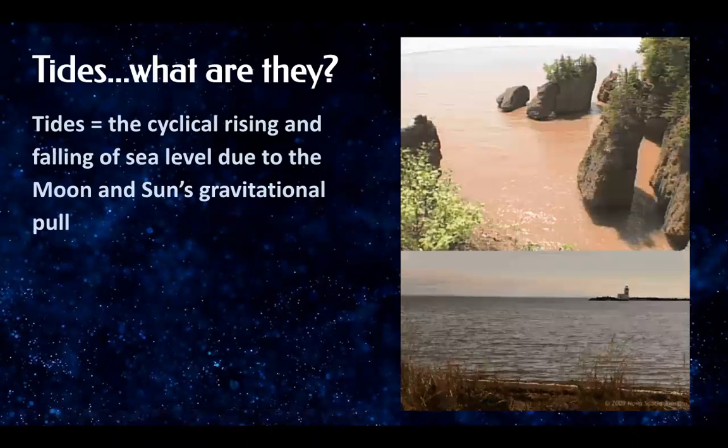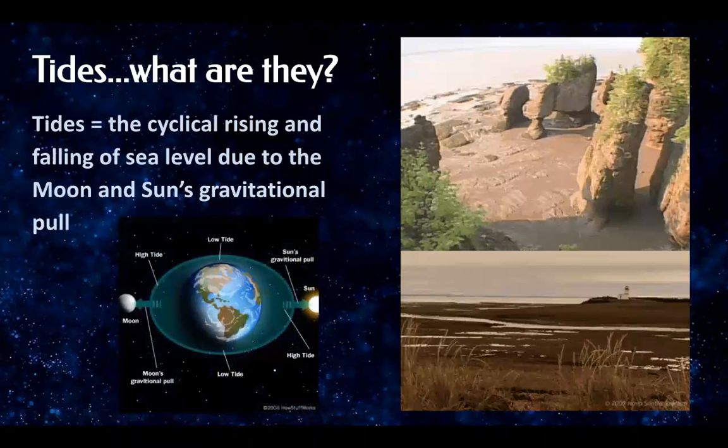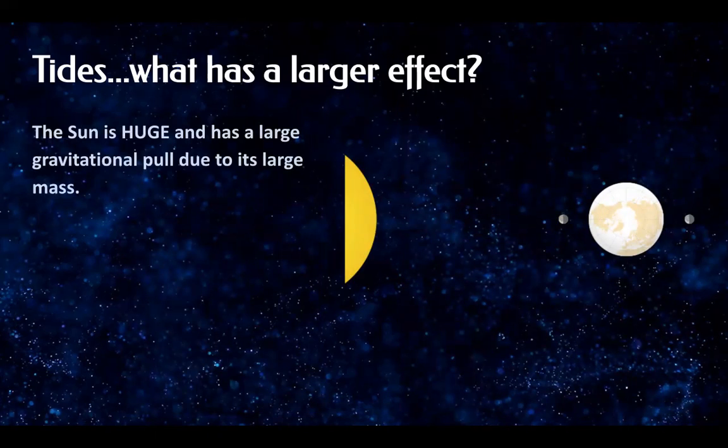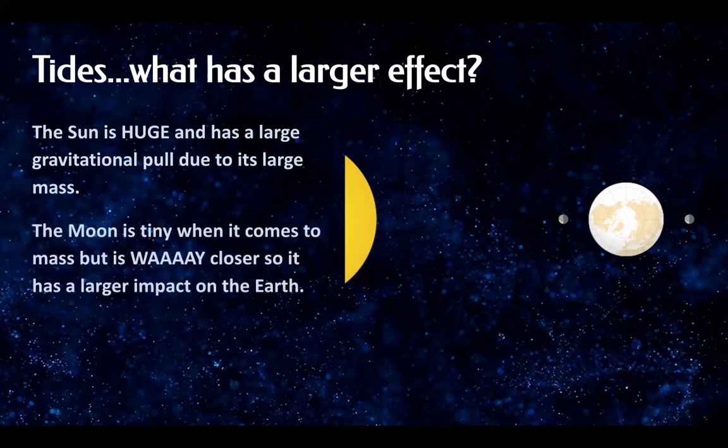Now in these regions, because they're low-lying, there's a huge difference between high tide and low tide. And all of this has to do with how much the sun and the moon are pulling on Earth's water. So tides, what has a larger effect? First of all, the sun is huge and has a large gravitational pull due to its large mass. The law of gravitational attraction, basically the more mass you have, the more gravity you are going to have on your own. The moon is super tiny when it comes to mass, but it's way closer. And because it's way closer, it has a larger impact on the Earth.